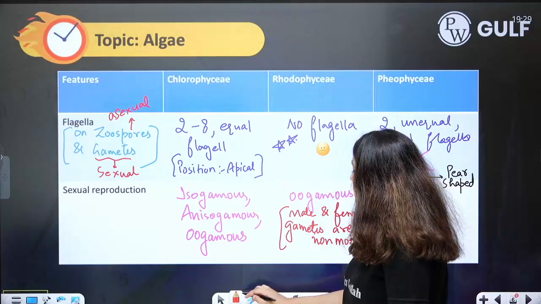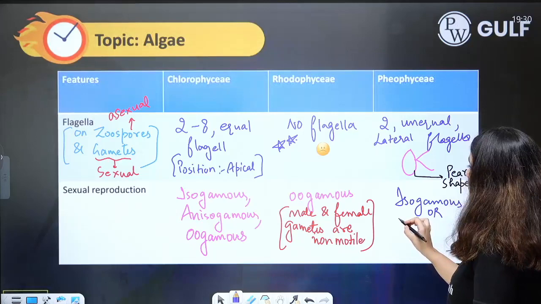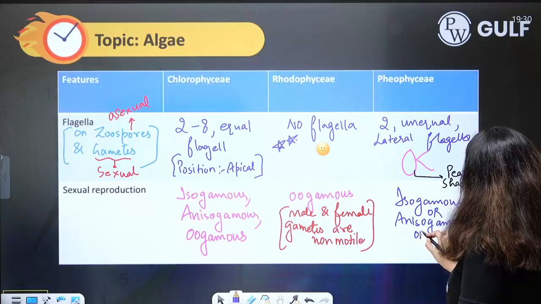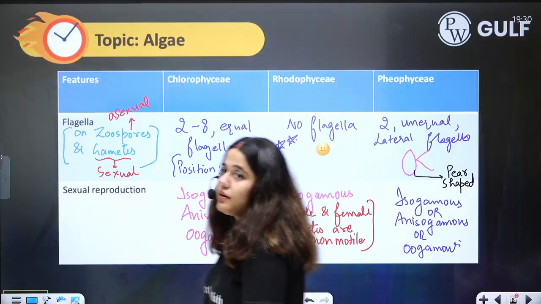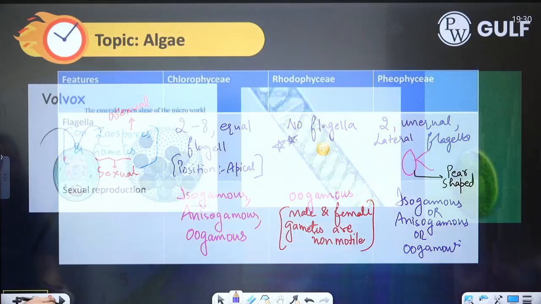Let's talk about Phaeophyceae. Beta, it can also be isogamous. Isogamous means when both the gametes are similar. Anisogamous means when both the gametes are slightly different. Or oogamous, when there is a very large female gamete and a very small male gamete. So, Phaeophyceae can have isogamous, anisogamous and oogamous. Right? So, now we'll discuss the next topic.